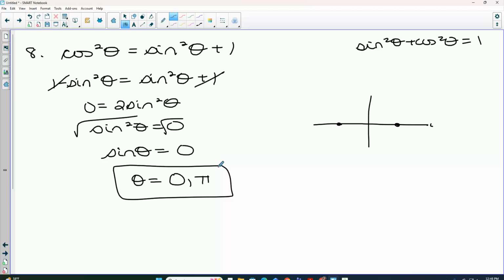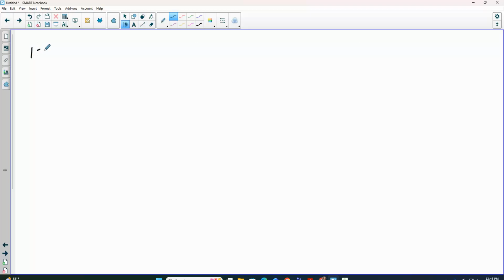So those were all of our radian questions that you guys asked about. Let's look at some in degrees. So question number 13. Okay. This one is already ready to solve.